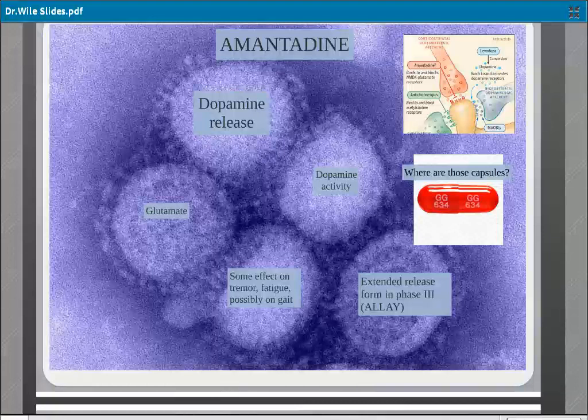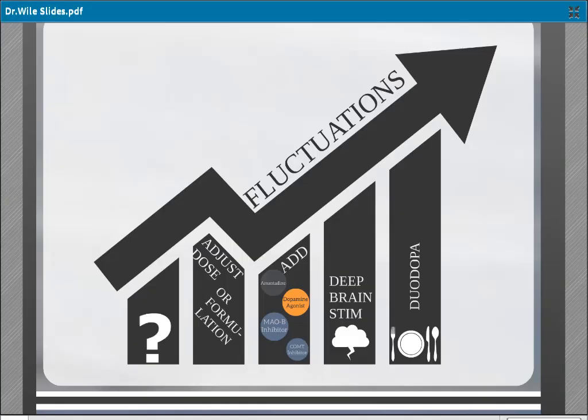There is an extended release form that's being tried in a study, and that may relate to why there's no manufacture of the old standard amantadine. People can still get the syrup in most cases, but it's been a bit hard to come by for the last 6 to 8 months. Motor symptoms, so the tremor, stiffness, slowness, etc.